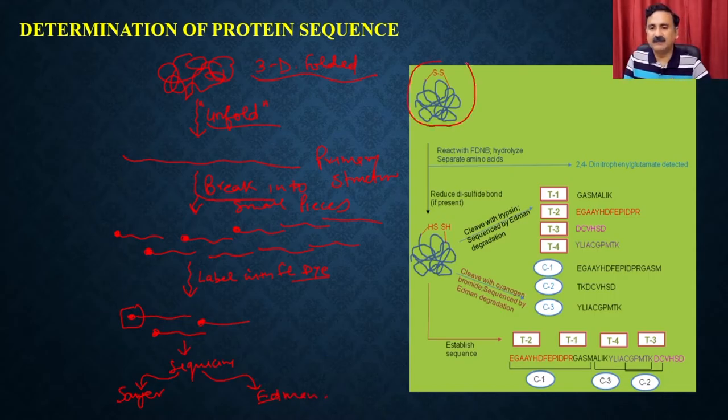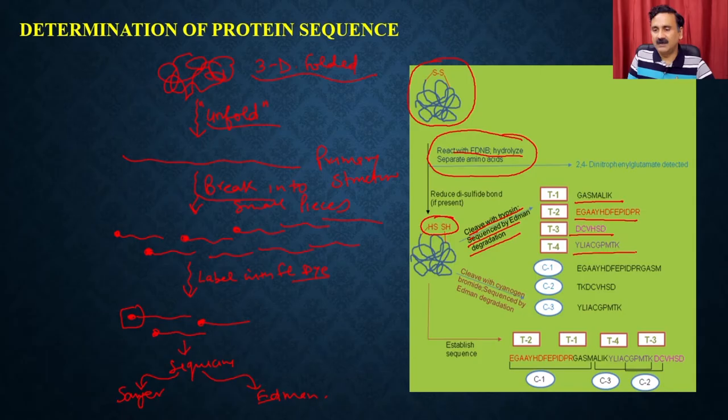First you start with the 3D folded structure, then you make it unfold. You use different treatments, like reacting with FDNB and so on, so that it breaks the disulfide linkages. Once it adopts the primary structure, you degrade it with the help of different chemicals or enzymes, and that's how you get small fragments. Once you have these small fragments, you can do the sequencing. Then once the sequencing is over, you can put these blocks together, and that sequencing you can do either by the Edman degradation method or the Sanger sequencing method.